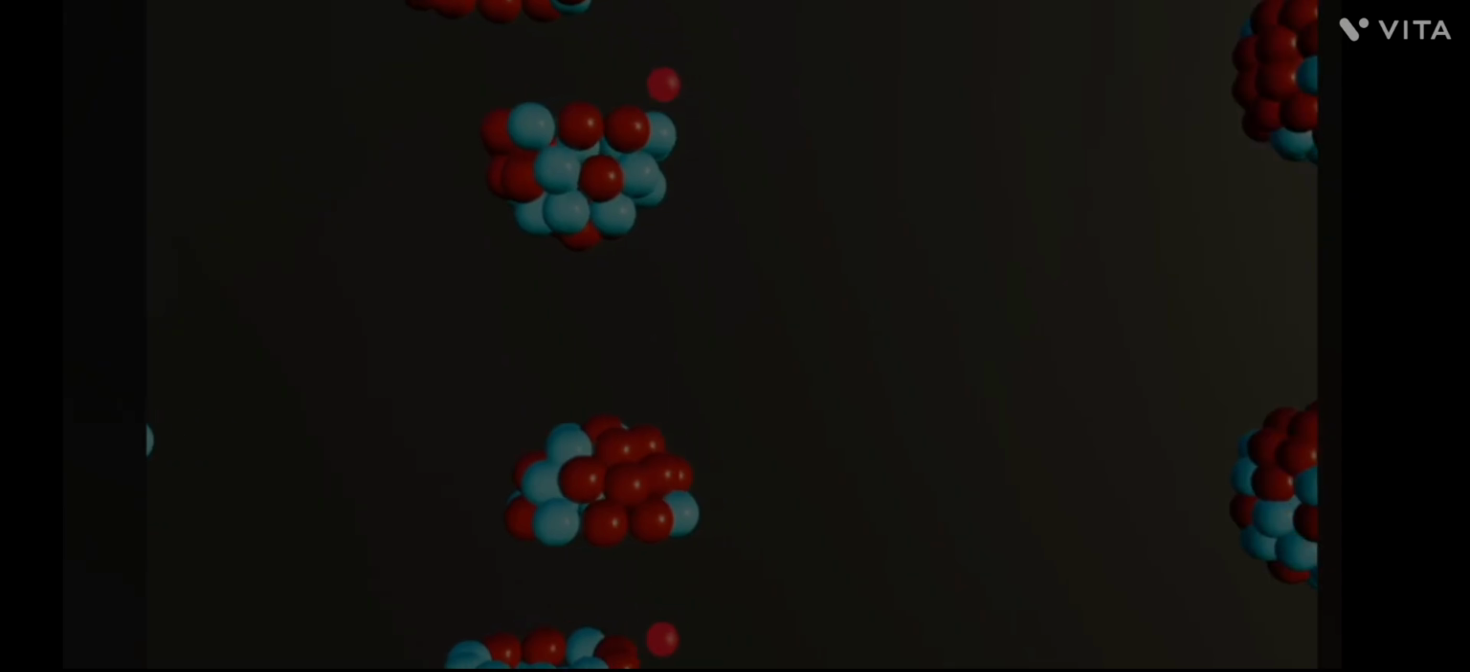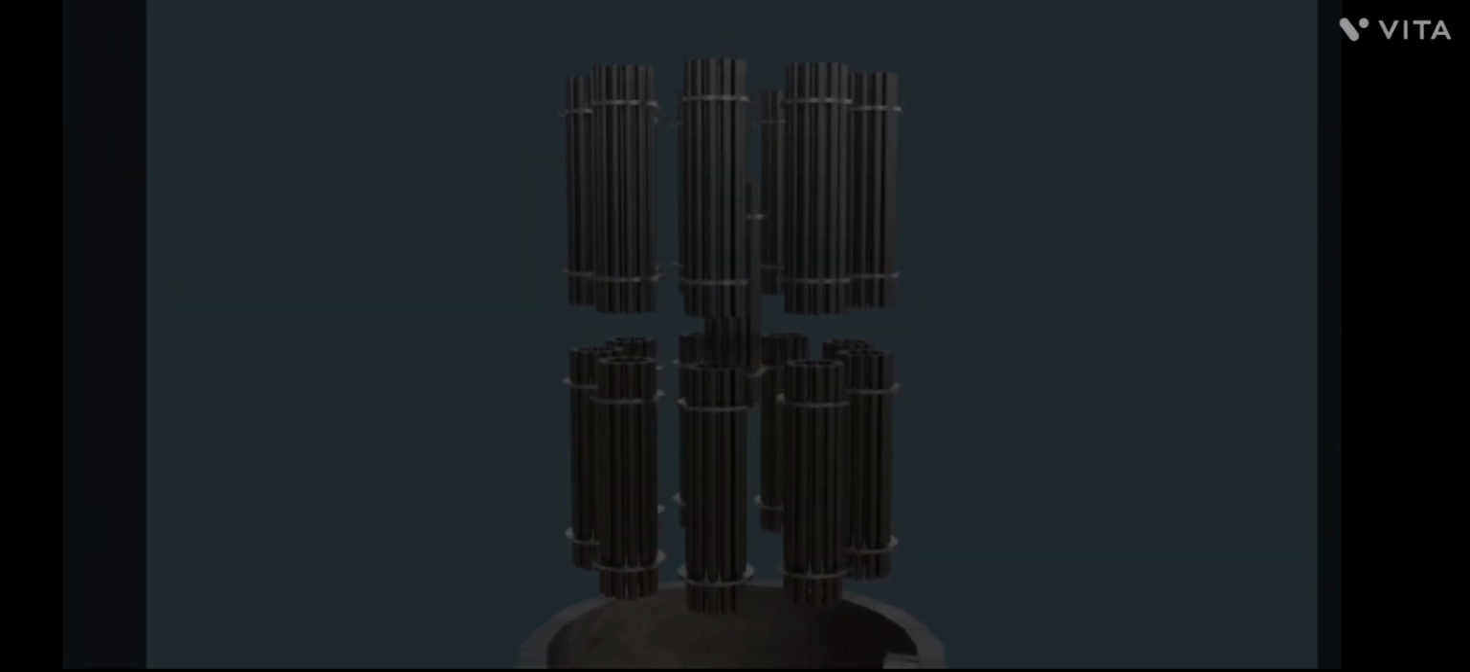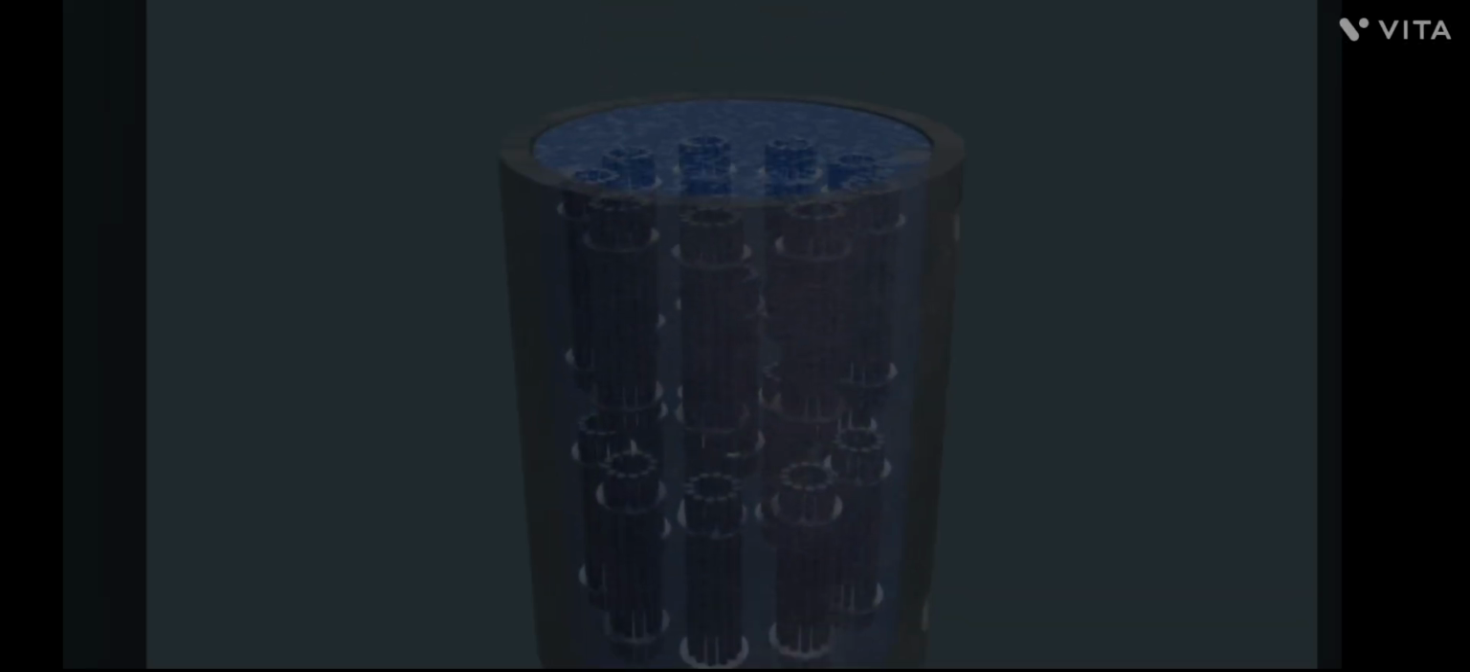First, all the uranium is set into small pellets. After this, the pellets are put into a zirconium alloy tube. Then a big bundle of these tubes is made. The zirconium tube's temperature range is between 1800 degrees and 4500 degrees, but in front of uranium this is very little. All this bundle is put into the nuclear reactor core.